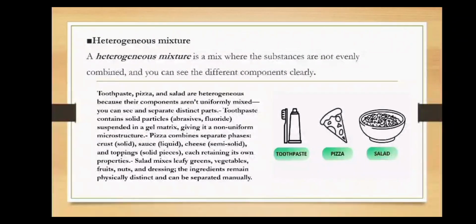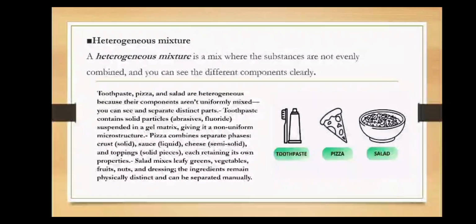Toothpaste contains solid particles, abrasives, or fluoride, suspended in a gel matrix, giving it a non-uniform microstructure. Pizza combines separate phases: crust or solid, sauce, liquid, cheese or semi-solid, and toppings as solid pieces, each retaining its own properties. Salad mixes leafy greens, vegetables, fruits, nuts, and dressing. The ingredients remain physically distinct and can be separated manually.